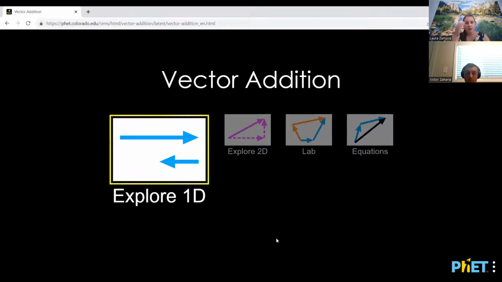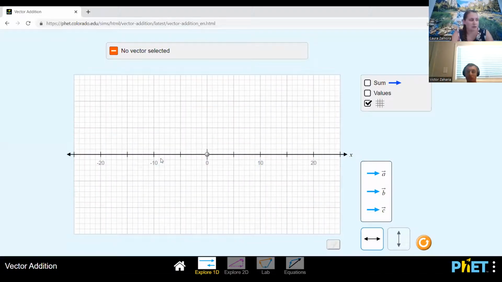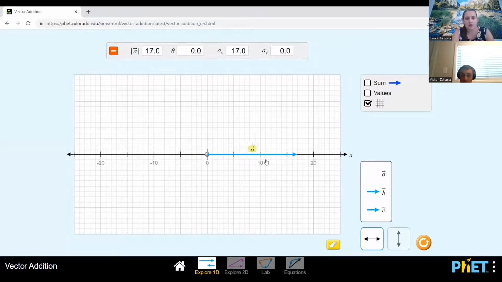Okay, so can you guys all see my screen called vector addition? Yes. Okay, so we have all different ways, I guess, that we can play with vectors in here. So we'll start by exploring one dimension. And I'm just going to place this arrow right in here, right? So here's our vector, it's called A. We can change the length and we can see up here, here's our magnitude symbol. That tells us how long our vector is. So right now it's 16 boxes, 16 units.